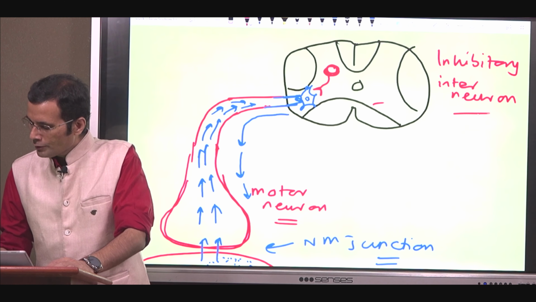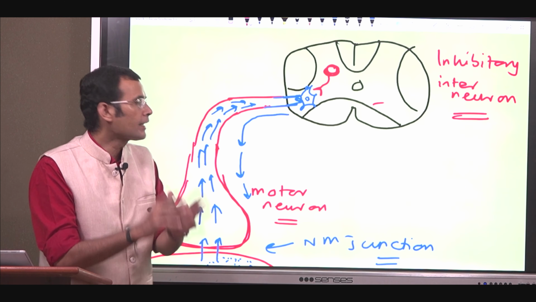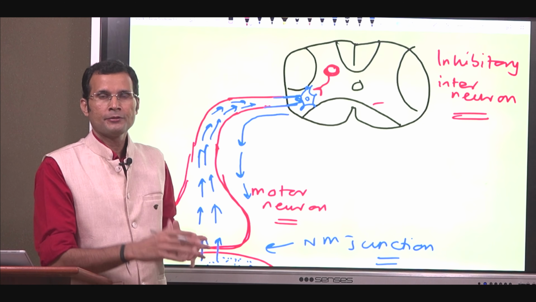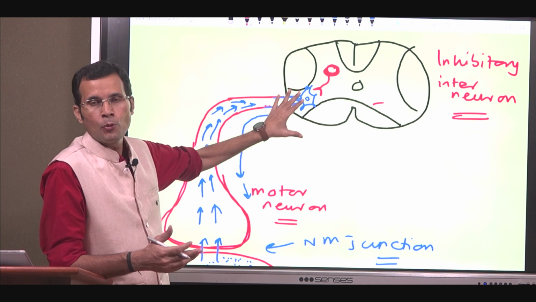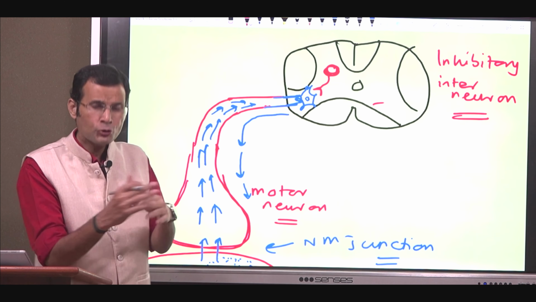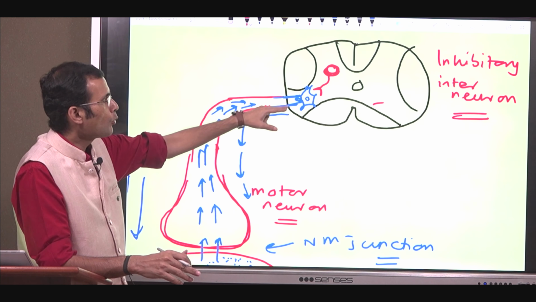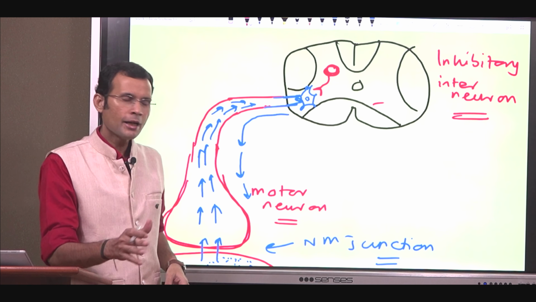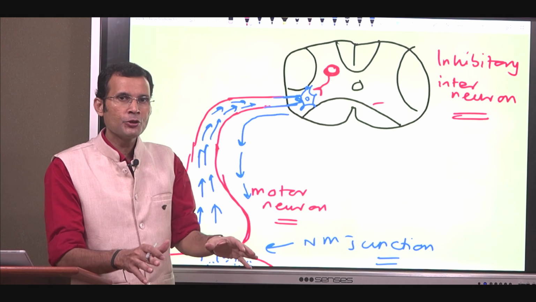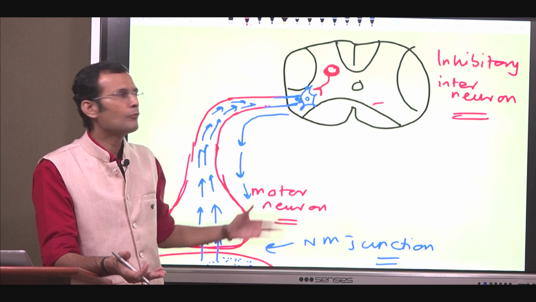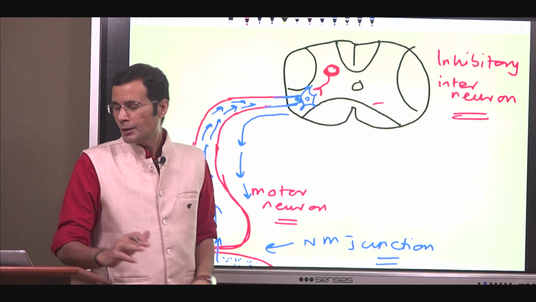Inhibitory interneuron, what is the function? What is the role? It keeps the activity of the motor neuron in check. It has an inhibitory control on the motor neuron activity. Just a hypothetical example: if this motor neuron was expected to send 100 impulses to the muscle, then under the influence of this inhibitory interneuron, maybe 50 or 60 impulses will be sent and will reach the muscle. So that's the function of this inhibitory interneuron.